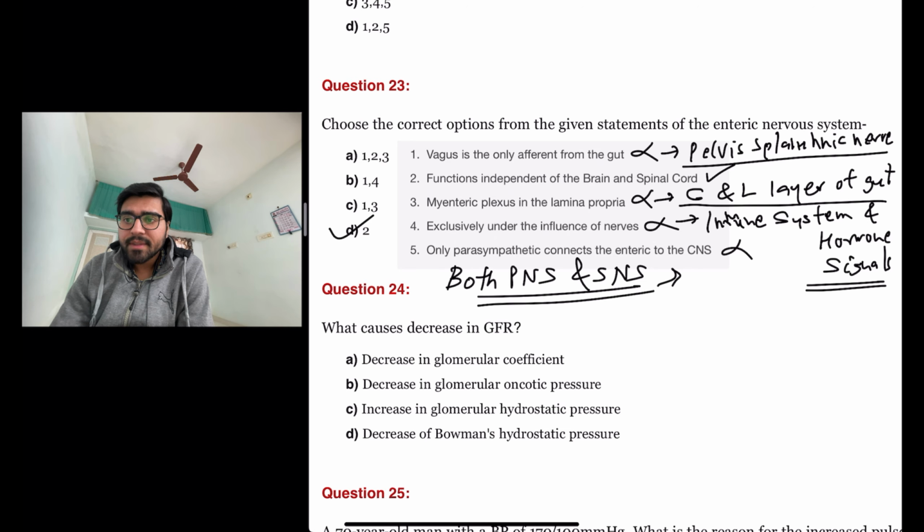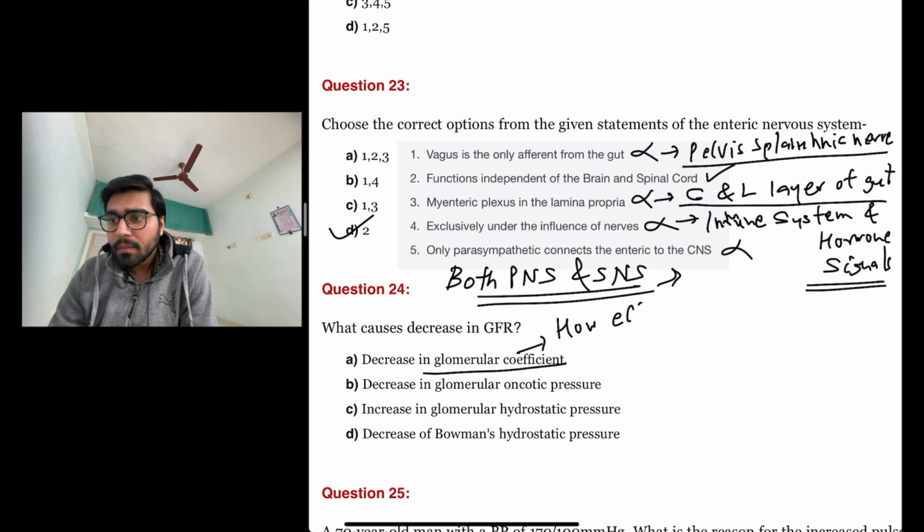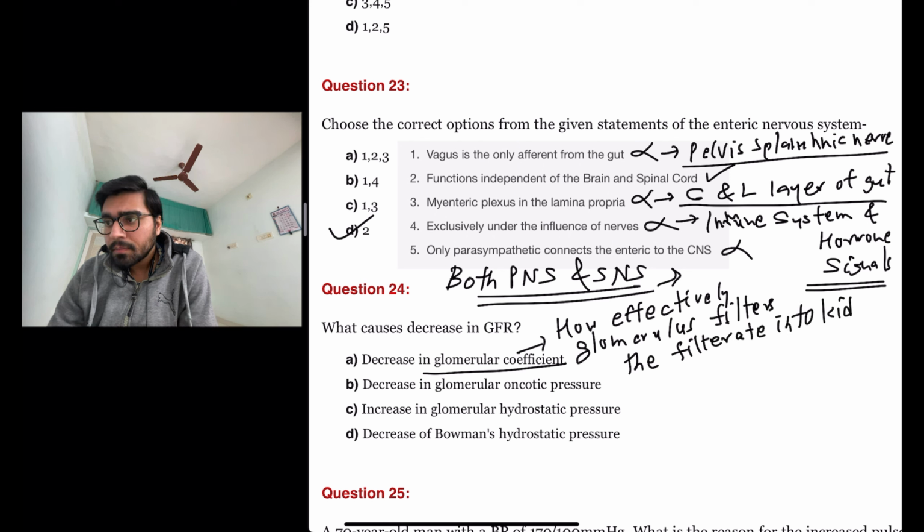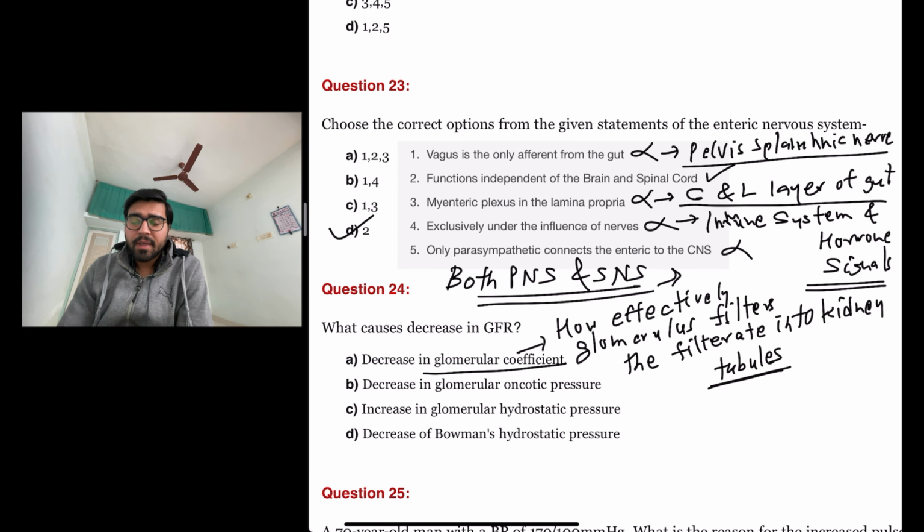Next question is what causes decrease in GFR? The first option is decrease in glomerular coefficient. Glomerular coefficient is how effectively glomerulus filters the filtrate into kidney tubules. Okay, so decrease in glomerular coefficient actually leads to decrease in GFR because glomerular filtrate will be low. So the answer is A.